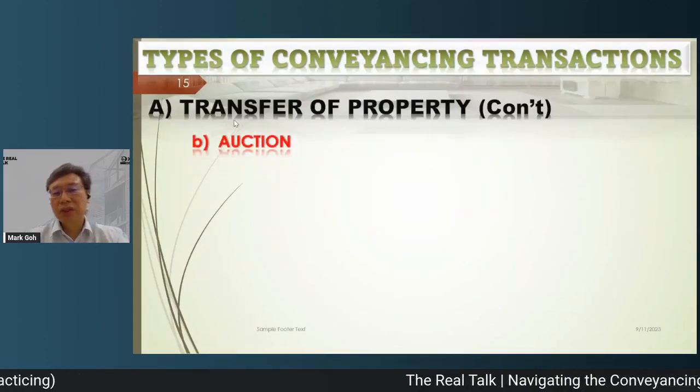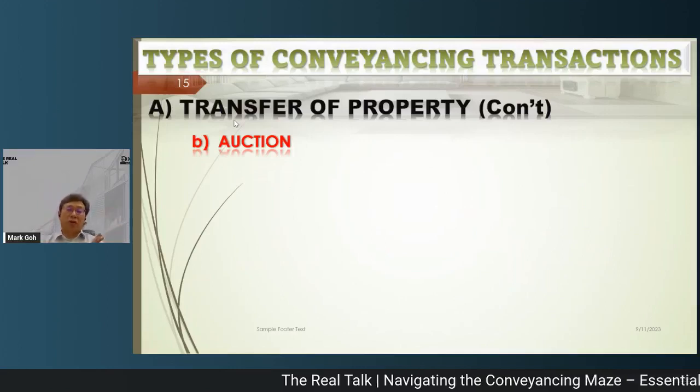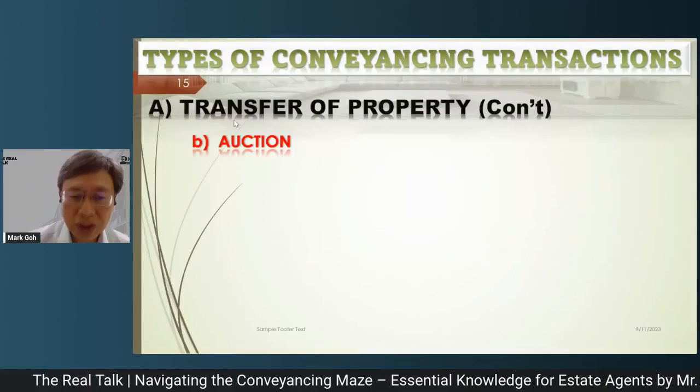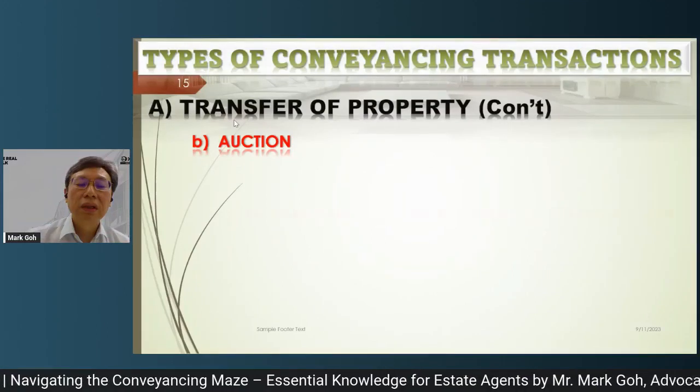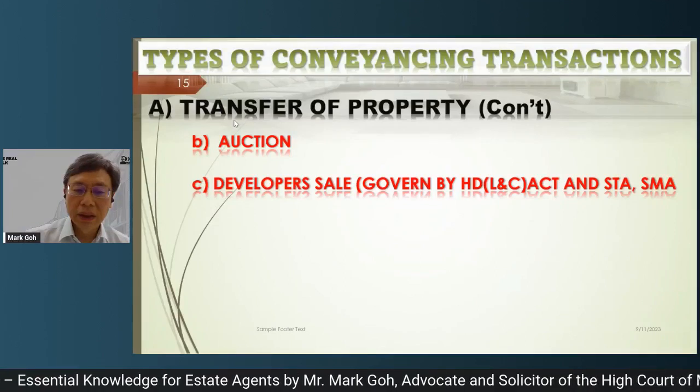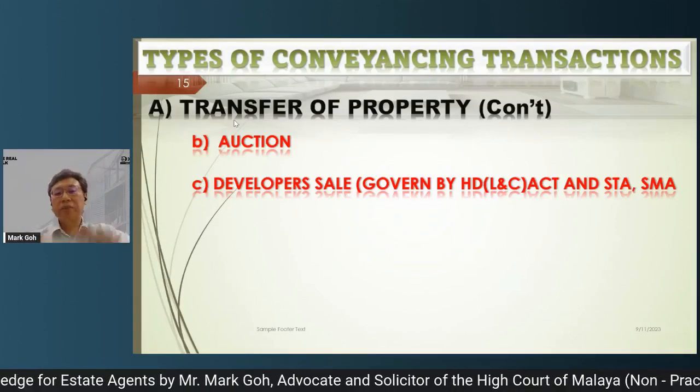Now, other types of conveyance. So that's a very common conveyance, sale and purchase. Other types of conveyance will be auction. Auction is another type of conveyance. Then you got developer sale, right? Developer sale is not S&P, it's governed by their own.